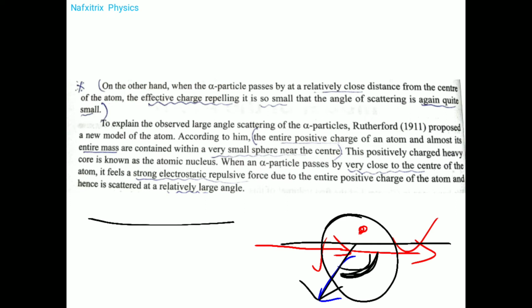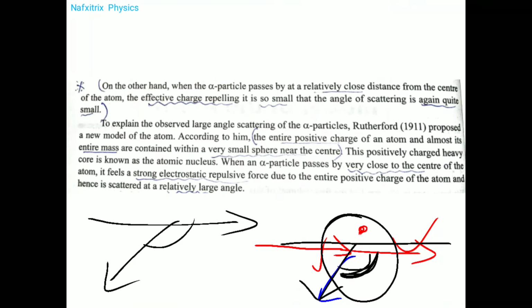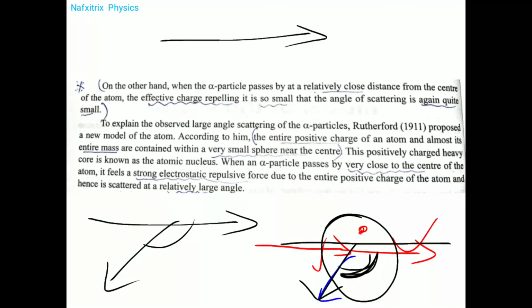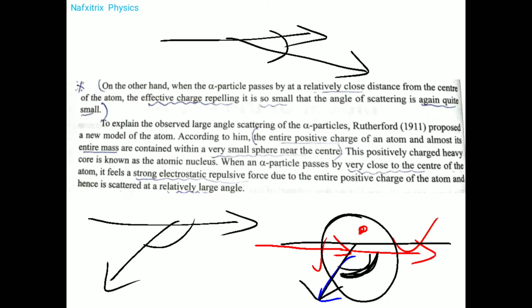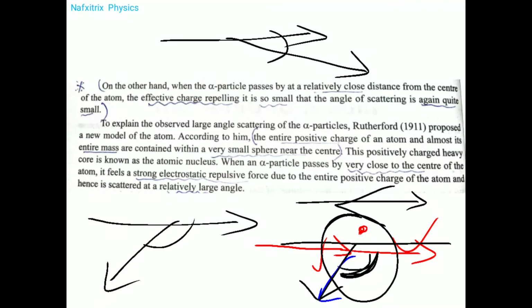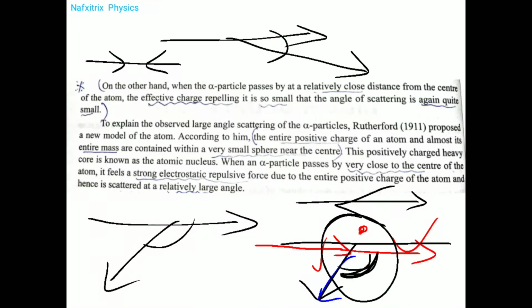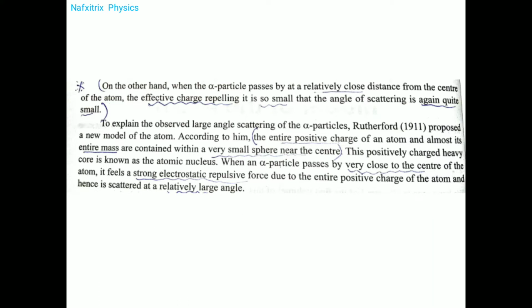The alpha particle is incident in this direction and gets scattered in this direction. So the angle between them both. If it is incident in this direction and scattered exactly in the opposite direction, that means 180 degrees. So understanding the angle of scattering is very important in this alpha ray scattering experiment.